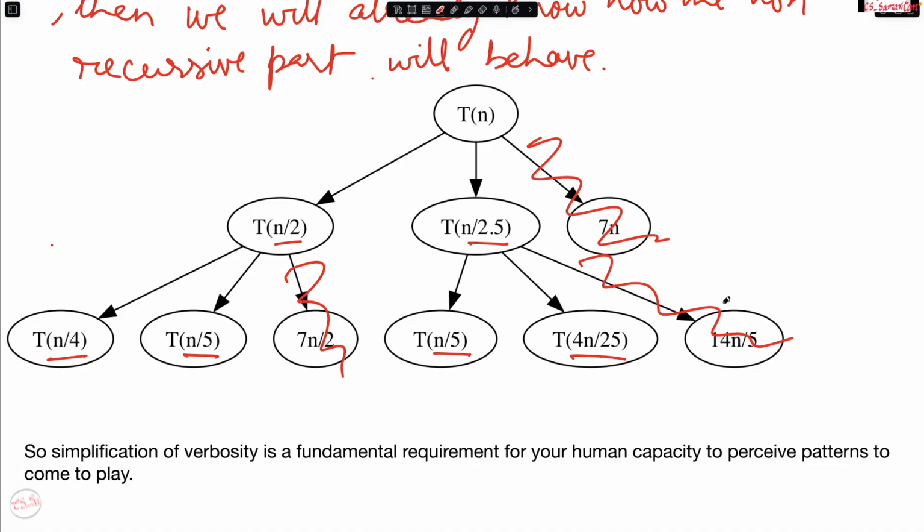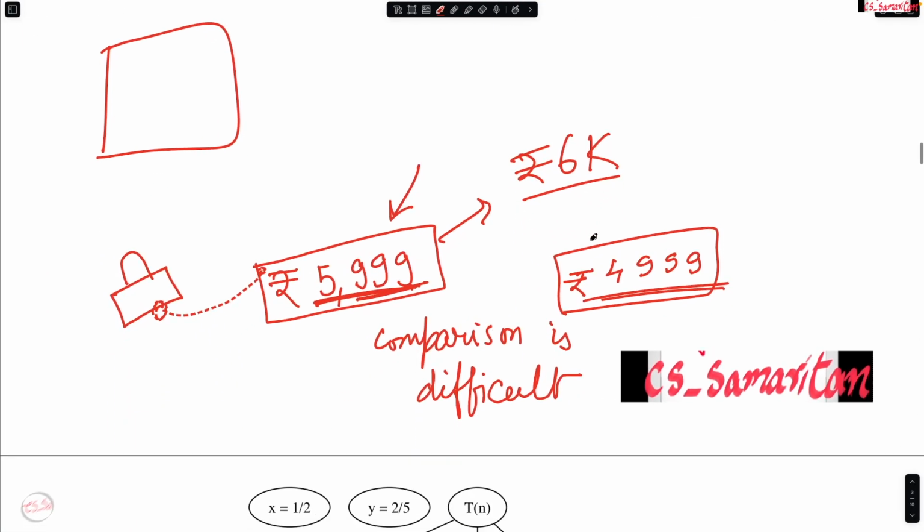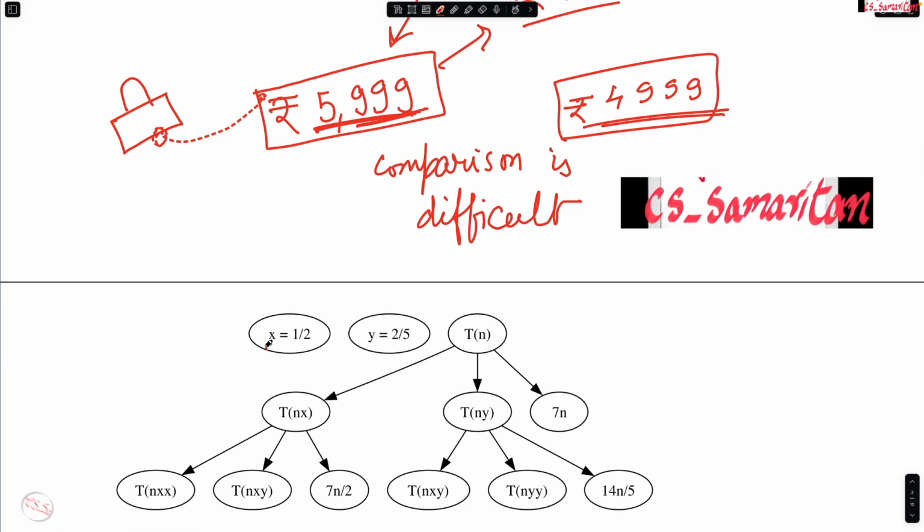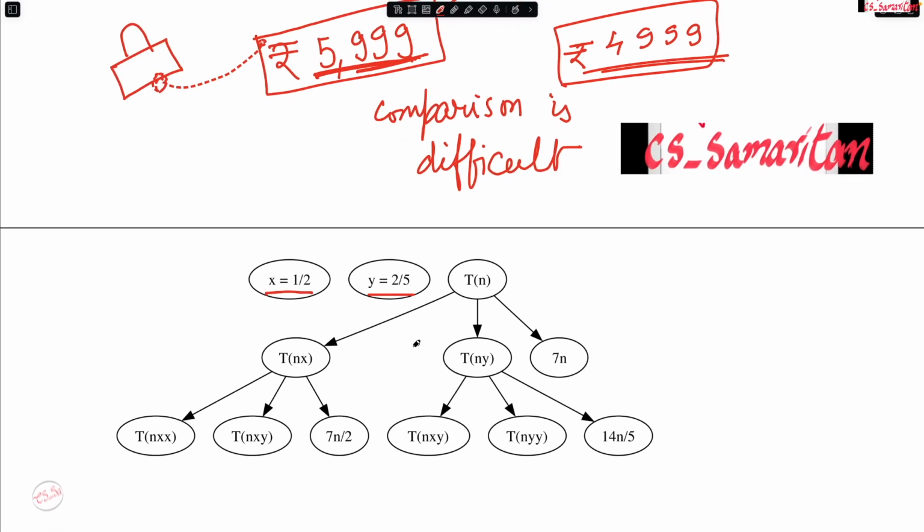Trying to express it in terms of your letters and then trying to identify the underlying pattern is so important, right? It is so important and so universally accepted that it even manifests in the marketing tactics, right? So now over here, I'm going to take x and y as something. So I assume x as 1 by 2, y as 2 by 5, right? So the whole thing becomes a bit simplified.